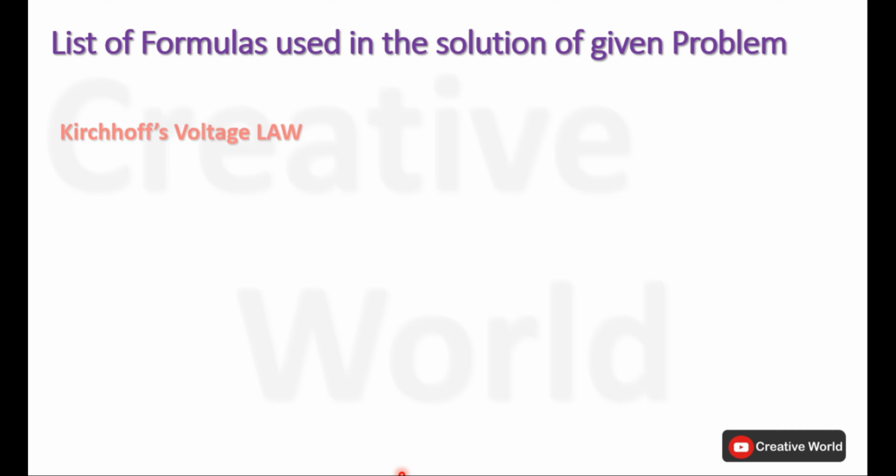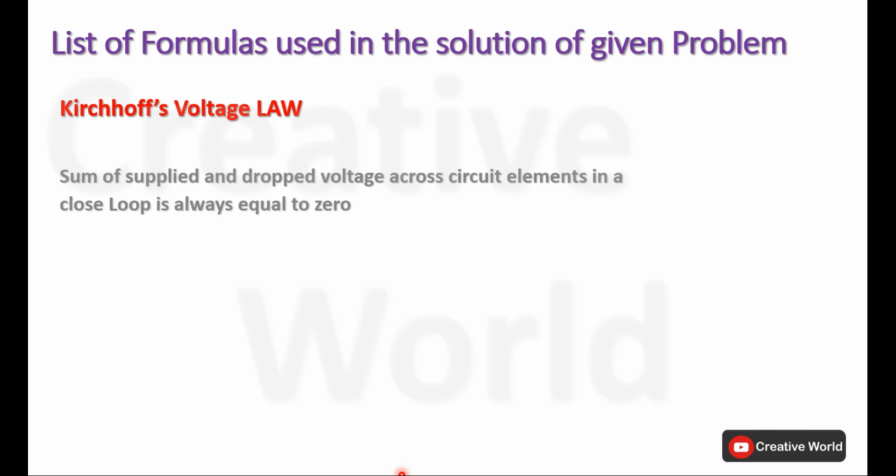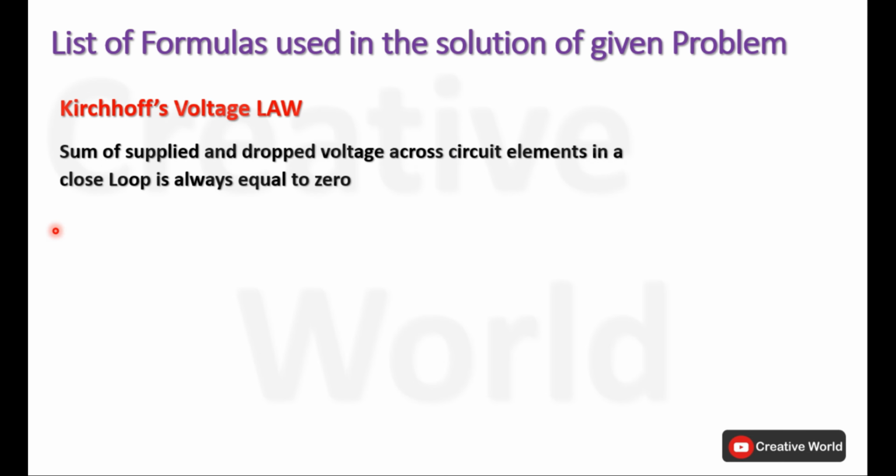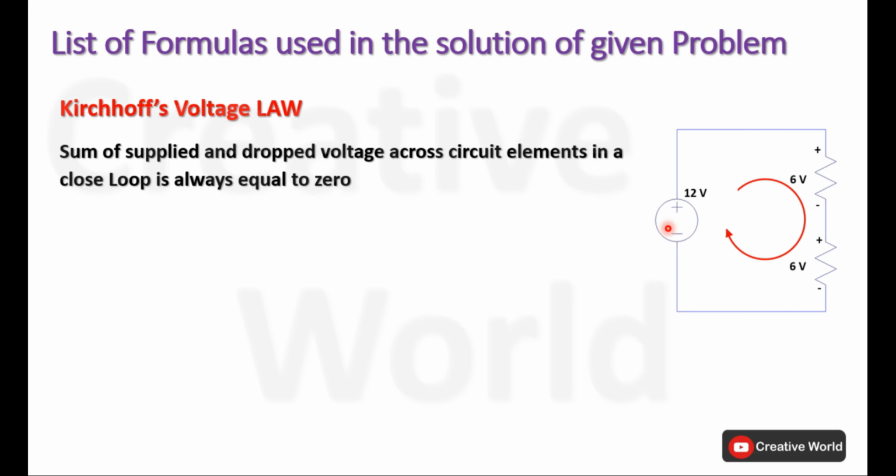While solving this problem, we will be using Kirchhoff's voltage law. This law states that the sum of supplied and dropped voltage across circuit elements in a closed loop is always equal to 0. According to this law, the cumulative supplied and dropped voltage in a closed loop is always 0.